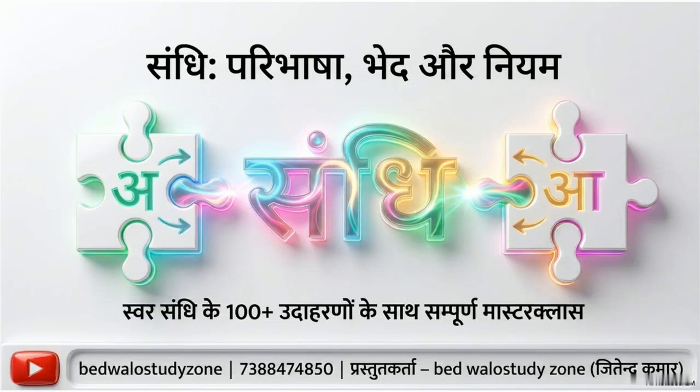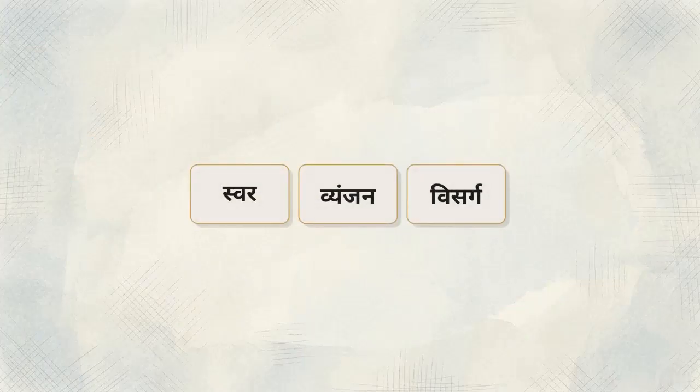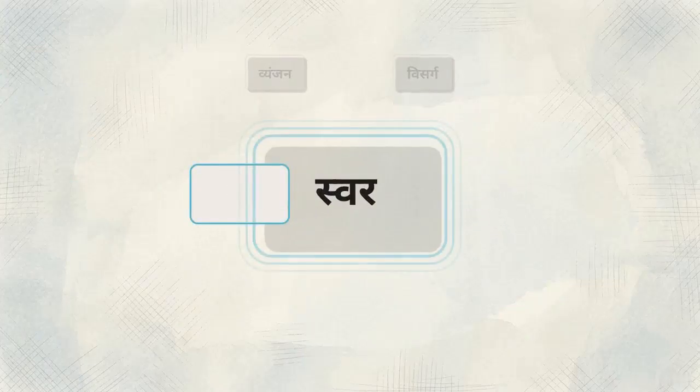When two letters collide in Hindi and Sanskrit, they merge to create a single transformed sound. This process is known as sandhi. This interaction occurs across three primary branches of grammar: swar, vyanjan, and visarg. For this session, we will focus exclusively on the first pathway, the specific domain where vowels interact.